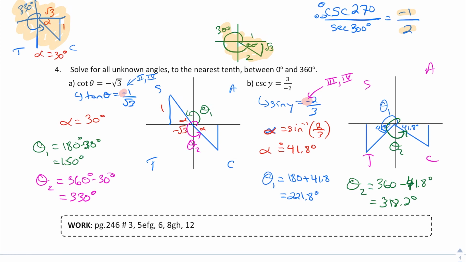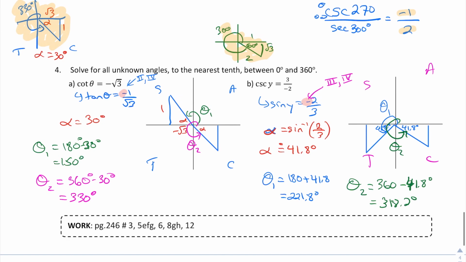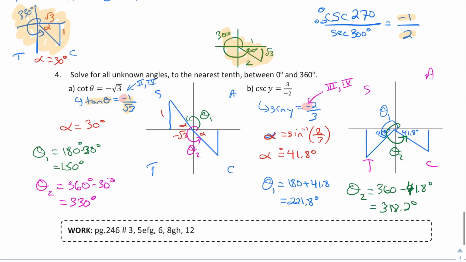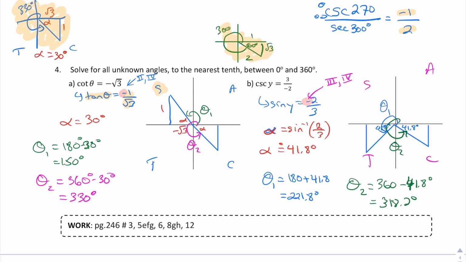So this one says solve for all unknown angles to the nearest tenth between 0 and 360. These ones are probably the hardest ones. In this one, we've got cotangent is this. That means first thing to do is to switch it back to tan. So I got tan is this. So tan is the reciprocal of that. If I think of that, tangent being negative means it's in these two quadrants. So I draw that. I can figure out the related acute angle. You can use your calculator to do that if you want by taking the inverse tan. Or you can use your special triangles. So I end up with 30.